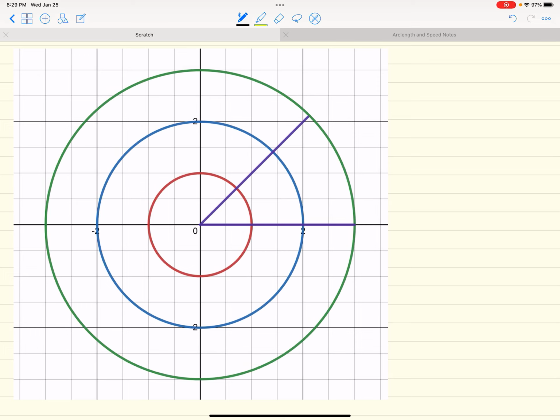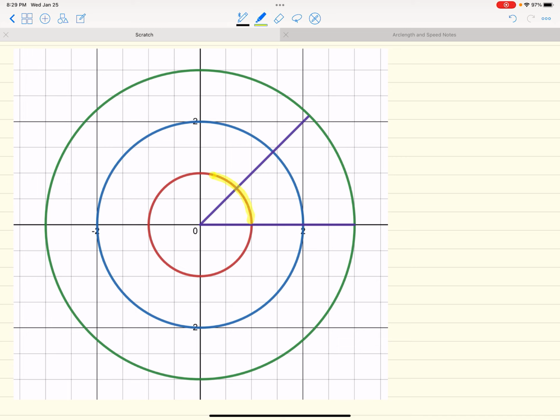Hello and welcome to our lesson on arc length and speed, and hopefully you'll see the connection between those by the end of this. But what we're going to start with today is a connection to our previous topic where we talked about measuring angles in radians. So I have our unit circle here.